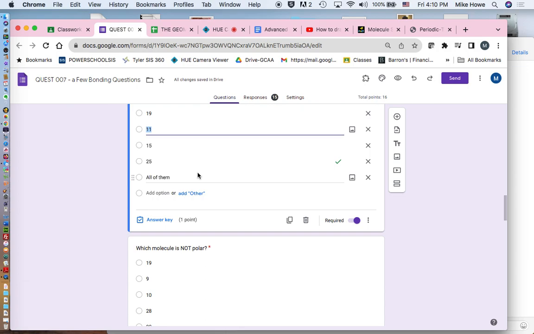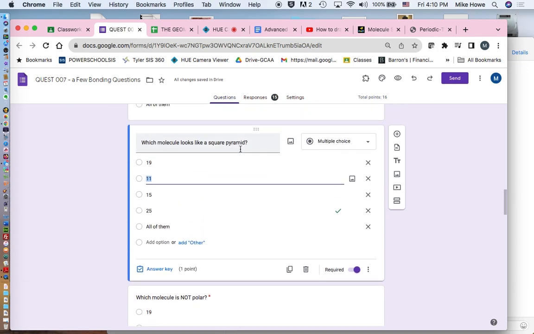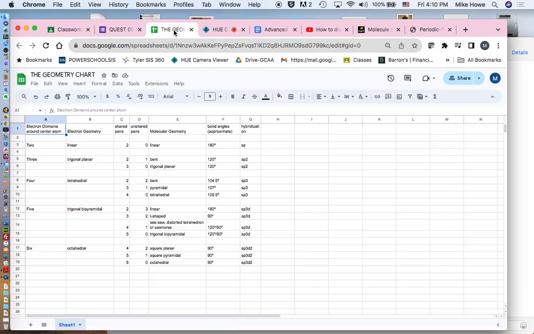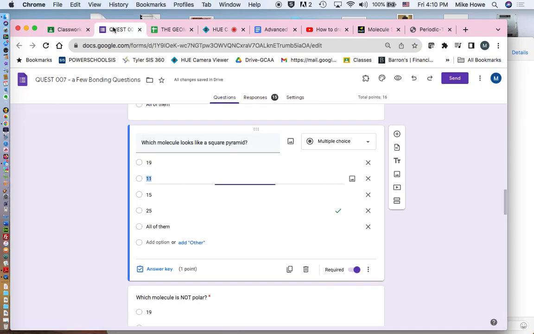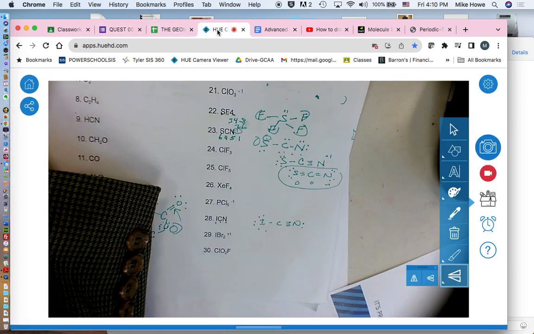Which one looks like a square pyramid? A square pyramid has to have 6 domains. So you're looking for the one with 6 domains. Oh, I missed our choices. So our choices were 19, 11, 15, and 25.